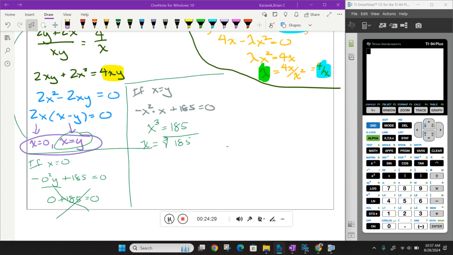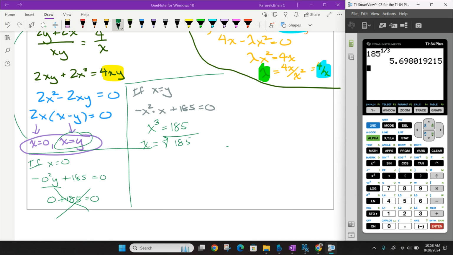I'll pause. All right, through the magic of pausing, we're back and we've got a calculator up. So now I can say, okay, what is 185 raised to the 1/3? And it looks like it's approximately 5.7. So that means that x is approximately 5.7. But remember, our supposition here was that x is equal to y. So that means that y would also be approximately 5.7.